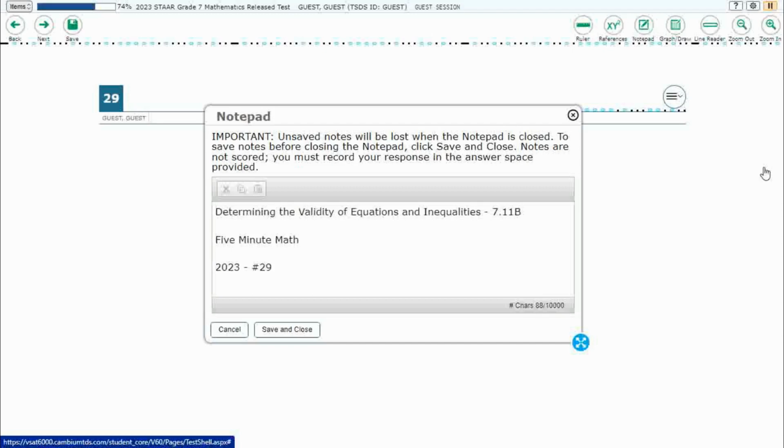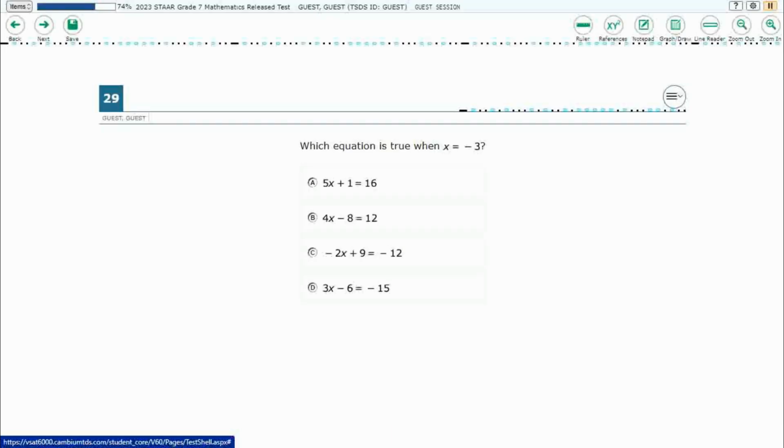Today we are looking at the 7th grade concept of determining the validity of equations and inequalities. This is standard 7.11b in the great state of Texas, and we are using item number 29 of the 2023 released STAAR test. If you haven't done so already, please go ahead and take a moment to pause the video, work this problem out on your own, unpause it, and we will look at our answers together.